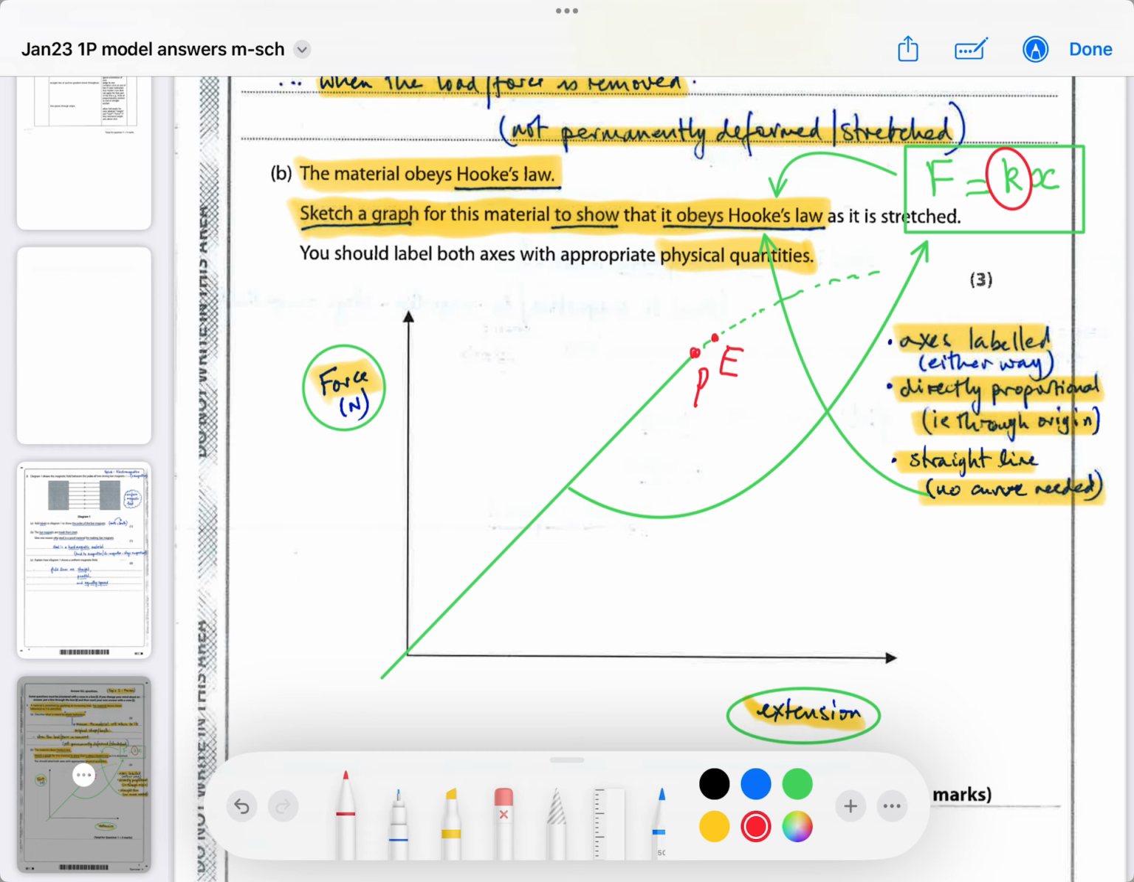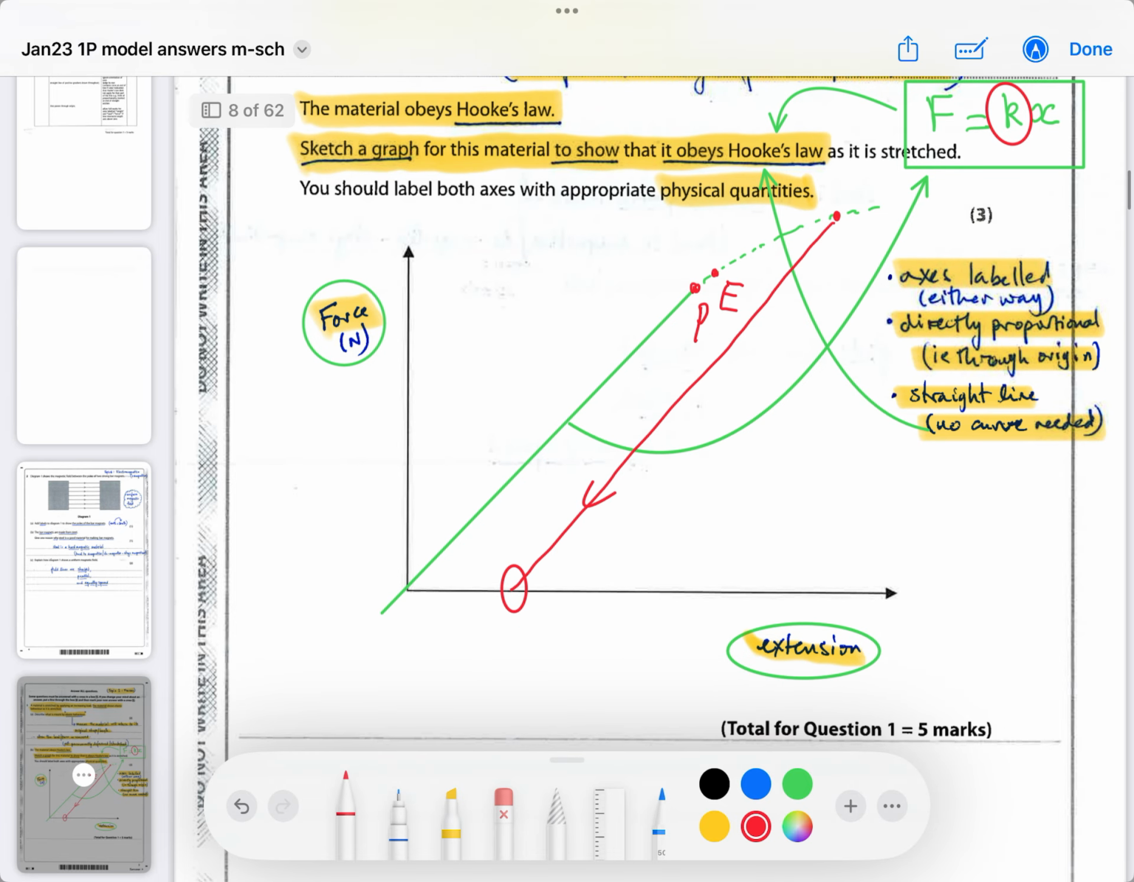So for example, if you manage to stretch it to here, you've gone way beyond it, and then you remove the force, it might return to this point. And therefore, it would be permanently deformed. So the red bits are beyond the level of this question, but they could be given to you in another GCSE question.